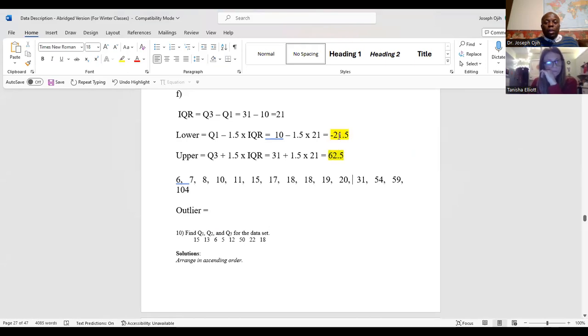Now, is there any number that is lower than negative 21 in the list? There's none. How about this: is there any number that is bigger than 62.5? There is one, right? 104. 104 is bigger than 62.5, so 104 is the outlier. Any questions?